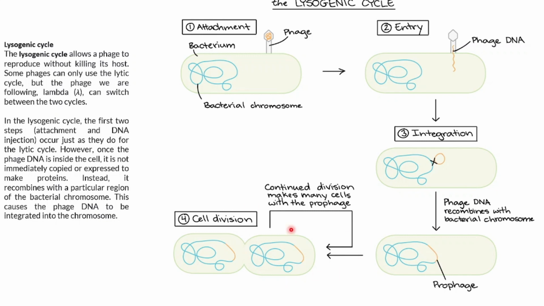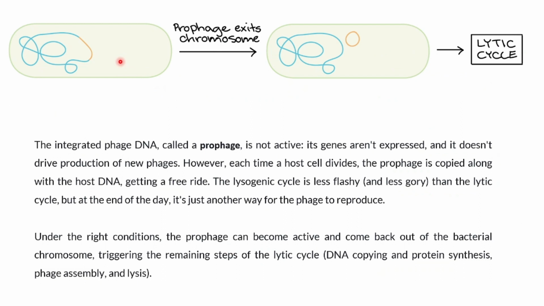So each time a cell containing this prophage divides, its daughter cells will inherit the bacteriophage DNA. The integrated phage DNA, called the prophage, is not really active. Its genes aren't expressed, and it doesn't drive production of new phages. However, each time a host cell divides, the prophage is copied along with the host DNA, getting a free ride basically. The lysogenic cycle is less flashy than the lytic cycle, but at the end of the day, it's just another way for the phage to reproduce and maintain its existence.